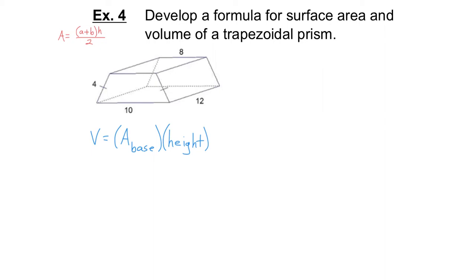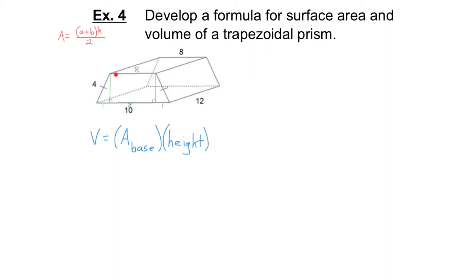Now the issue is, okay, A and B, well, A is the shorter side, B is the longer side, so the shorter side is 8, so we have (8 plus 10) in brackets. The height, that's this part here. We don't know what it is. So we're actually going to have to do some work to figure that out. Take a look at this.